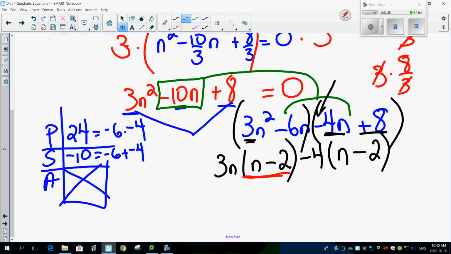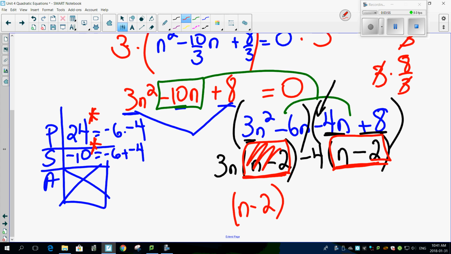Now, look what happens. These guys will always match. And that's the thing about PSA 2. If these two things do not match, you've done something wrong. Go back and fix it. Go back to this original PSA and see if you've actually chosen the proper numbers. So, factoring out the n minus 2 from both of these gives you n minus 2 bracket. So they're gone, and look what's remaining. 3n minus 4, and that allows you to solve it.